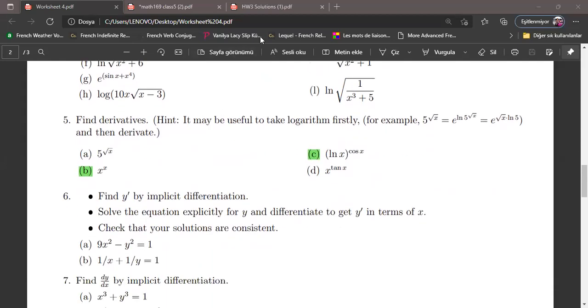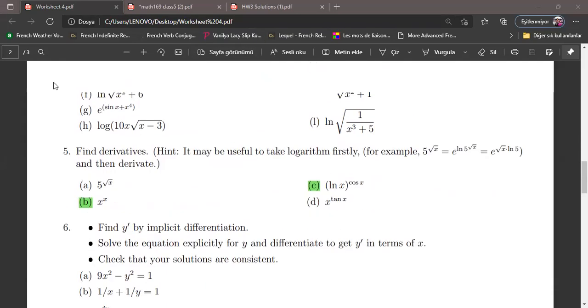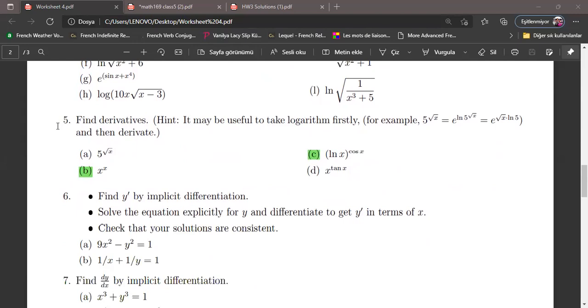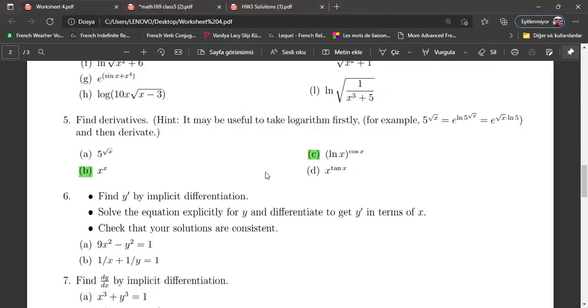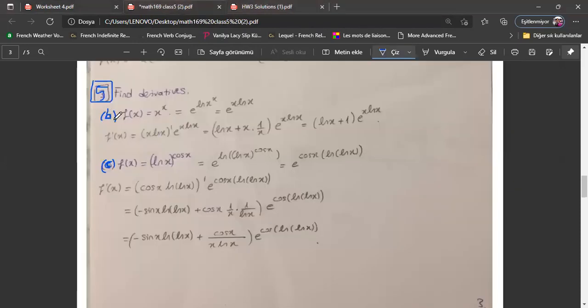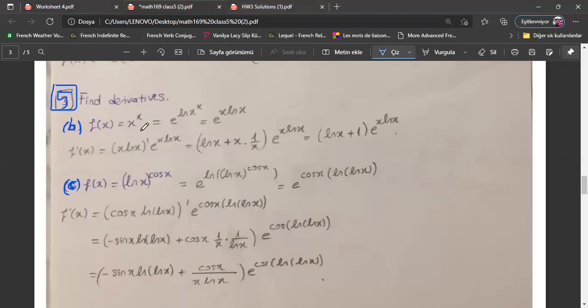So we're done with this question 4. Now we have 5. So we will again find the derivatives of the given functions. Here we have part B. We're given x to the x. We rewrite it first in this form: e to the ln of x to the x. You know these give 1, so we get x to the x.